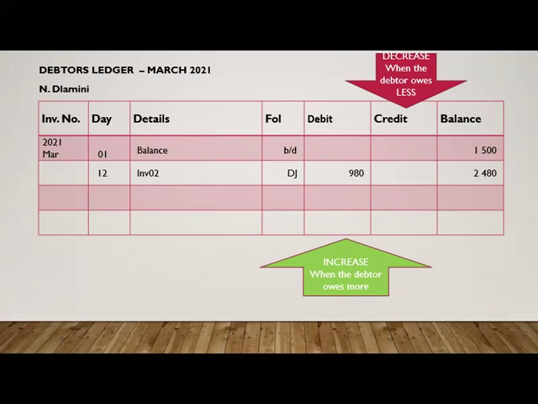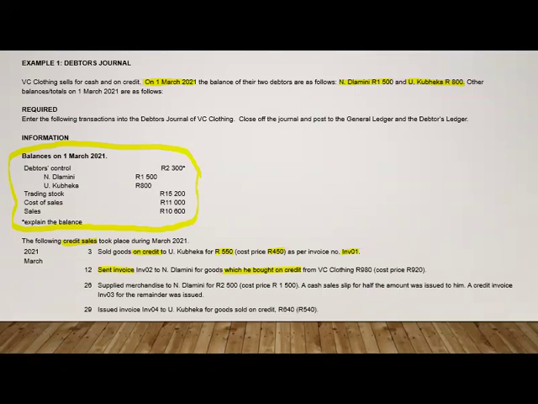The next one, though, is a little bit tricky. On the 26th, we supplied merchandise to Endlamini for 2,500. The cost price is 1,500. Then they say a cash sales slip, I will highlight this because it's key, for half the amount was issued. The part that I highlighted in green, do you think it qualifies to go to the debtors journal? Where does it go? It goes to the cash receipts journal. Highlight it and write, this goes to the cash receipts journal.